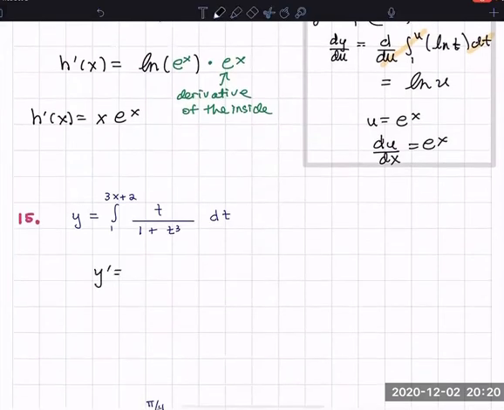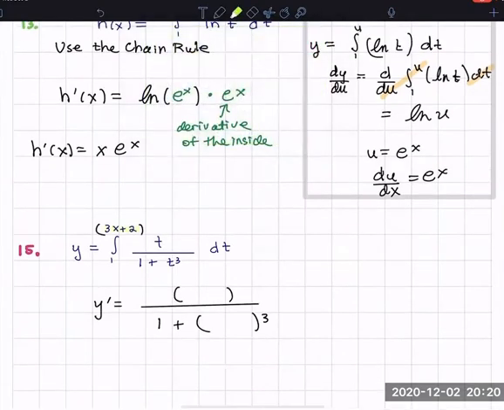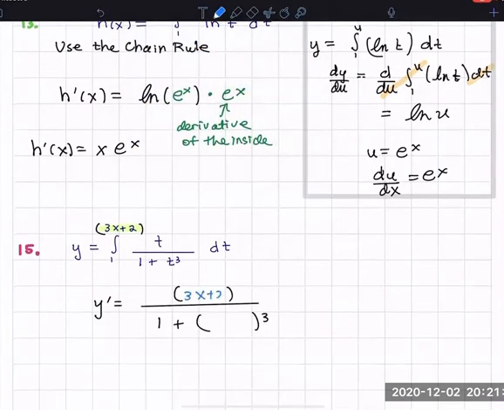Y prime is what? I use the fundamental theorem of calculus part 1 where the derivative kills the integral, and all I do is just go ahead and write down the function. But when I write down the function, I'm going to leave a blank space where t is. Whatever is up here, if it's x, I'll put x in for t. If it's s, I'll put s in for t. In this particular case, what's up there is 3x plus 2. Whatever's up there, I put in there, okay?